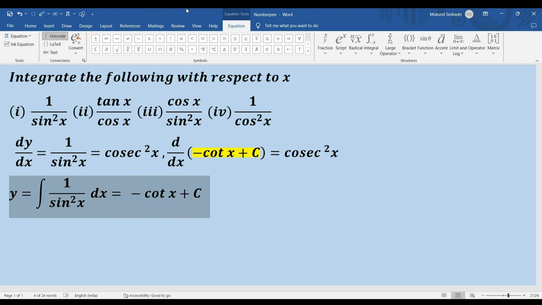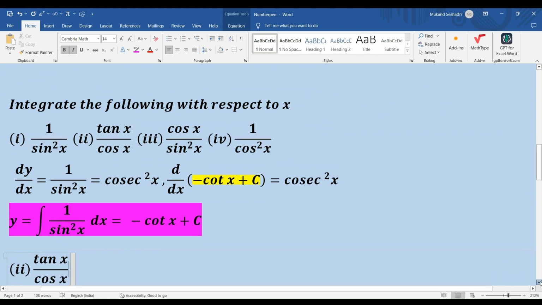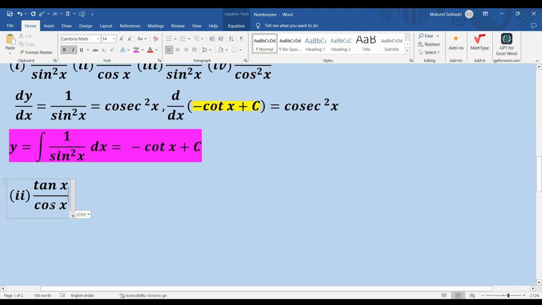Let's go to problem 2. Tan x by cos x. Now, this is nothing but, and this is what I want you folks to familiarize with. My tan x by cos x is nothing but tan x into 1 by cos x, and 1 by cos x is a secant x, and therefore I have a secant x tan x, right?